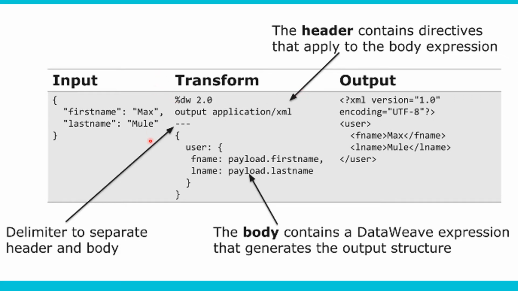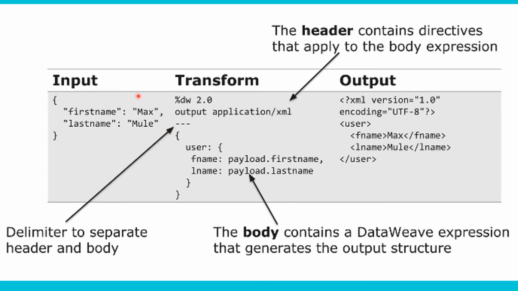Now in transform, you will be writing this code inside your transform activity. In that, you will see first the header. Header contains directives that apply to the body expression. So first it will show you DW 2.0, that is the latest version of DataWeave, and then comes output application/xml. So this part tells in which format you want to transform your input. It's so simple, right? You just give application/xml and MuleSoft is already taking care to transform it. You just need to follow a few correct syntaxes.